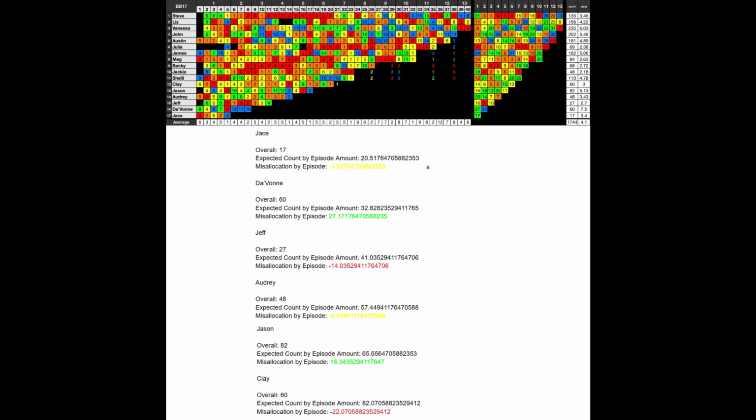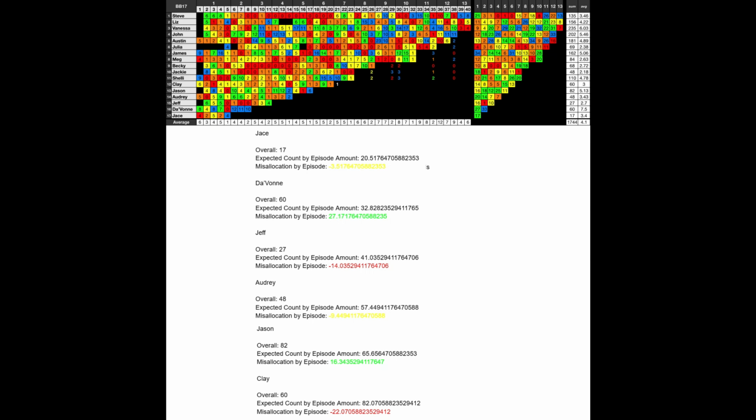Devon got 60 diary rooms, and her expected count by episode amount is 32.82, causing for her to have a bloated 27.17 misallocation by episode amount. So she literally got almost double the amount of diary rooms that she needed or should have had if this was balanced. Jeff got 27 diary rooms, and his expected count by episode amount is 41.03, causing for a negative 0.14 misallocation, so he was a bit under-distributed.